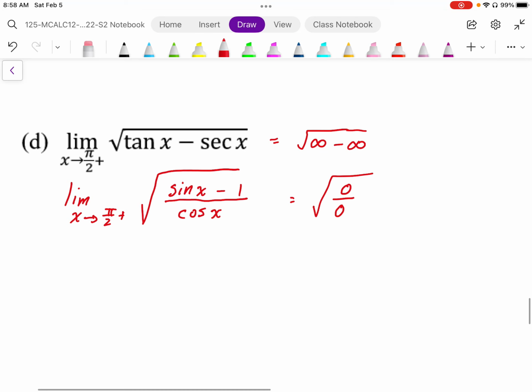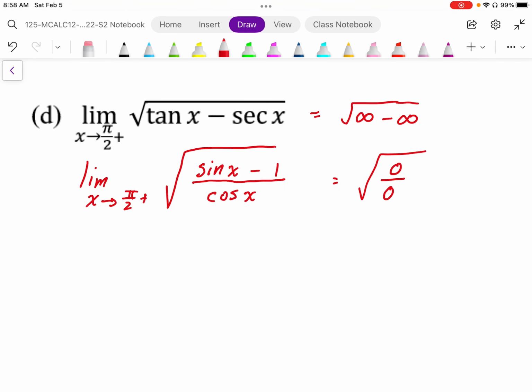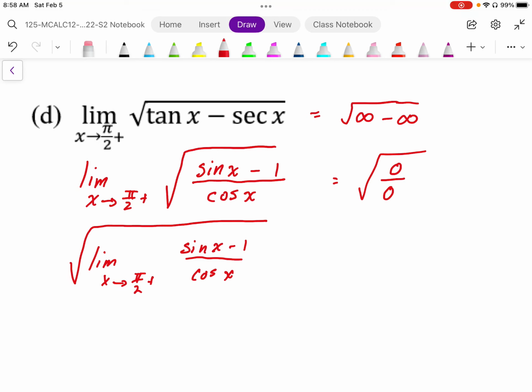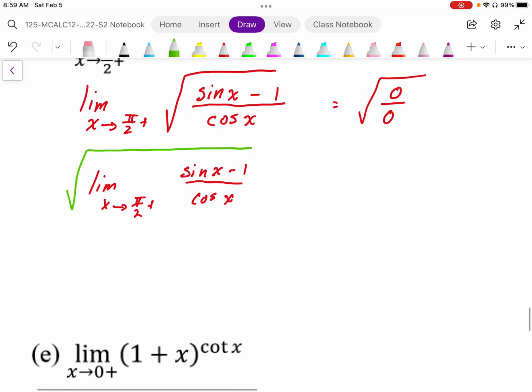Now I'm going to use limit properties, and I'm going to do the limit in this way, because I know that applying limit rules, I can take the limit of the inside function and then square root it after. So there's my sine x minus 1 over cos. So I'm going to do the limit of that expression first, and then I'll apply the square root after the fact. I have my condition for L'Hopital's, so I'm going to apply my L'Hopital's here.